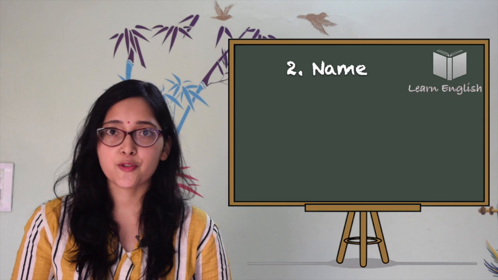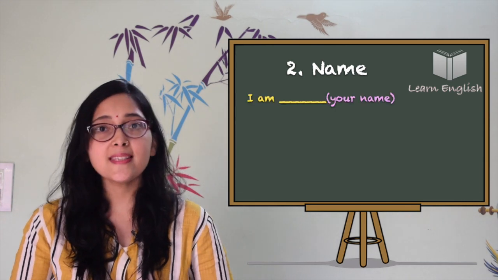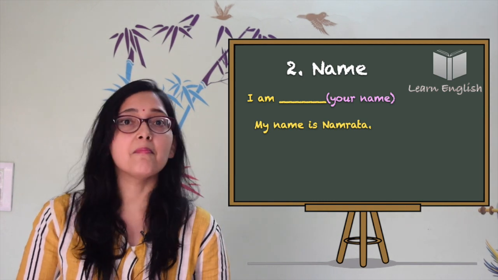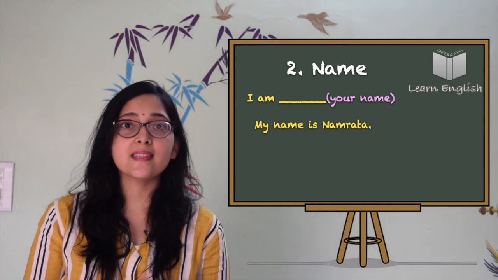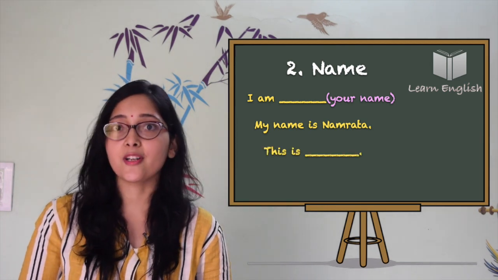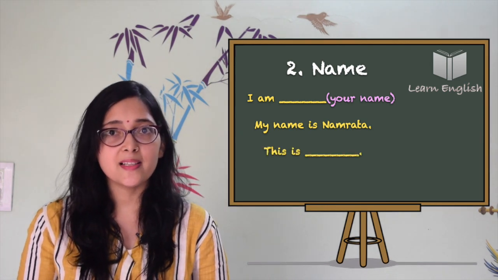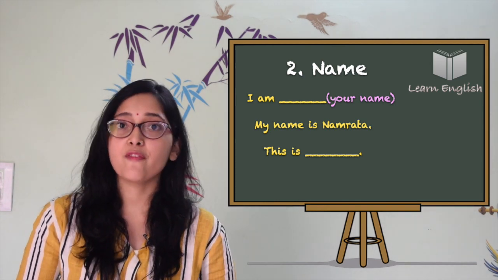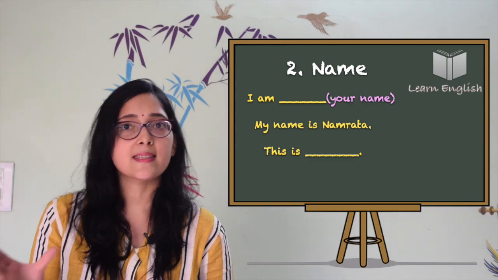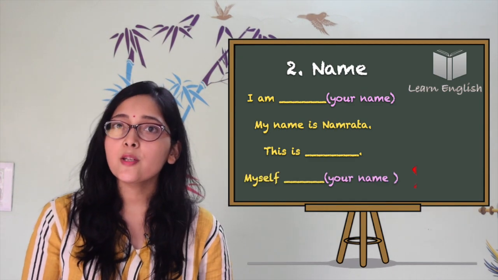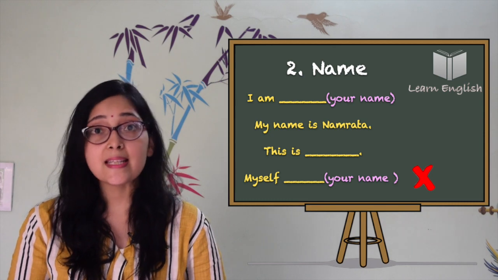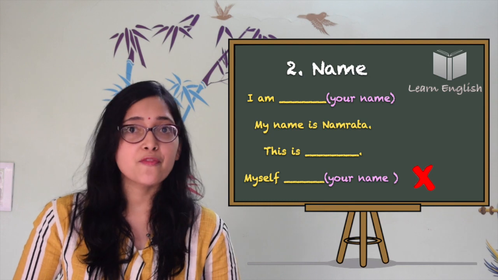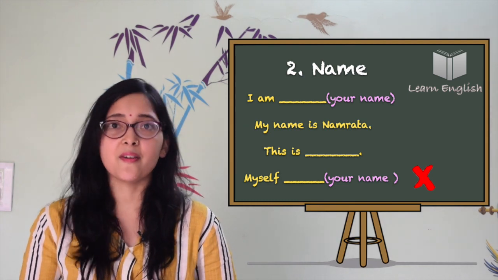Another part of your self-introduction is name, your name. You can say, I am dash, your name. For example, I am Namrata or my name is Namrata. This is the best and the simplest one. Or if you are on a call and your face is not visible, you might say, this is Namrata. Or if you are introducing yourself in front of a large audience, you might say, this is dash, your name. Now, never use myself with your name. It is grammatically incorrect. Myself Namrata? No. Now, it is very important for you to find something that you are comfortable with.